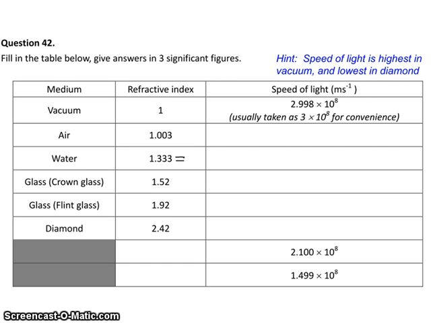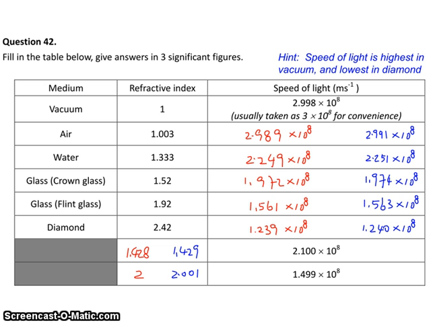For question 42, it seems that not many people make mistakes, so let me show you the answers directly. If you are using 2.889 times 10 to the power 8 as the speed of light, then you will get the answers in red. If you take the speed of light in vacuum to be 3 times 10 to the power 8, then you will have all those answers in blue.